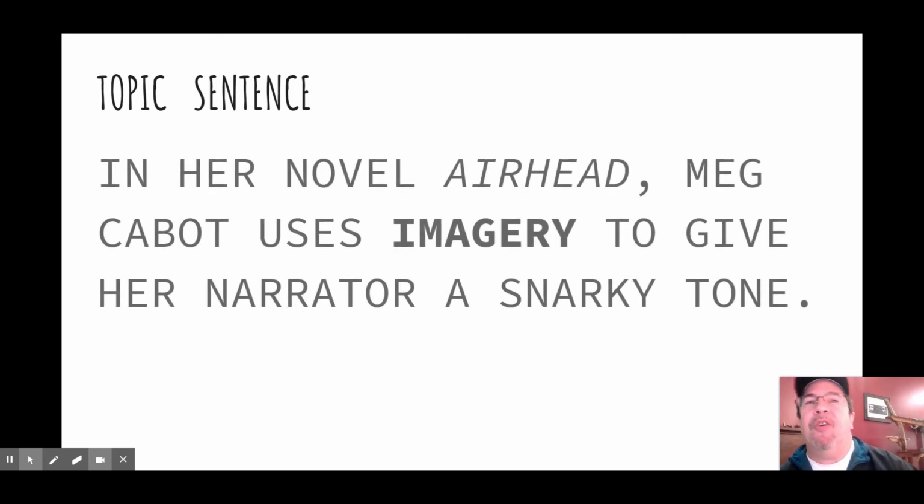Here it is. In her novel Airhead, Meg Cabot uses imagery to give her narrator a snarky tone. We have our title, we have our author, we have our technique, we have our tone word. Bing, bang, boom, done. So, after we have our topic sentence, after we know we're going to be talking about imagery, and we're talking about a snarky tone on the part of the narrator, we need to find us some evidence.